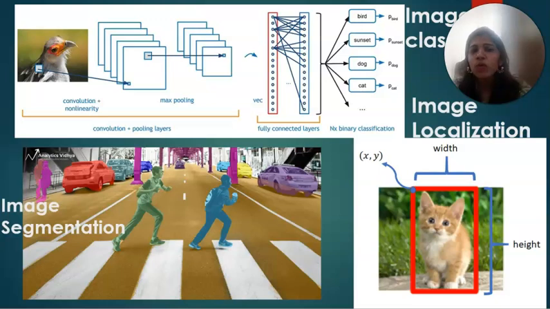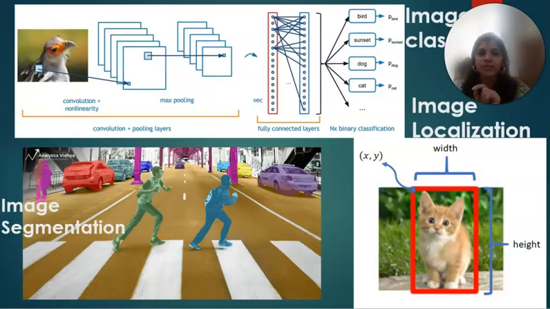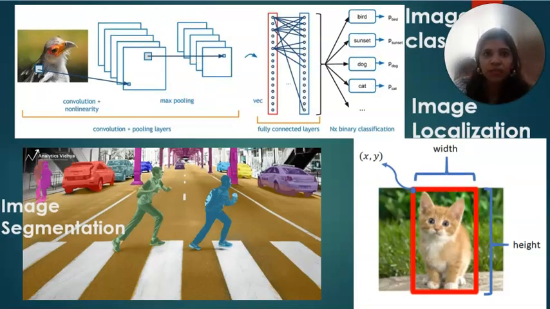Okay, now one question arises: what is the difference between object localization and segmentation? I hope you all know about segmentation. So what is the difference between segmentation and classification or object localization? That comes in this figure. See, the first figure, this one, is image classification.